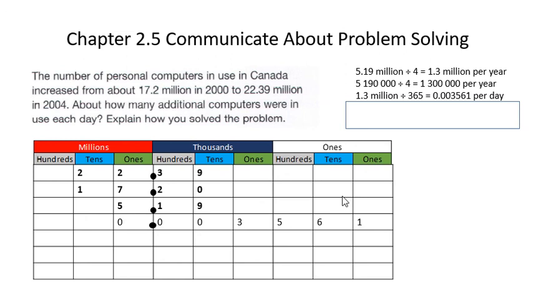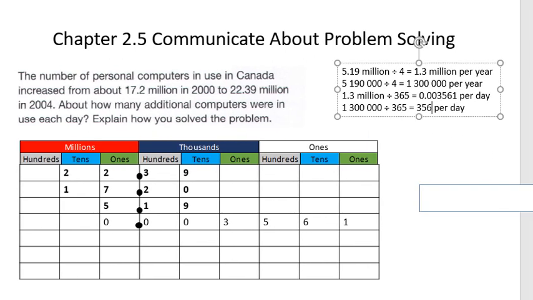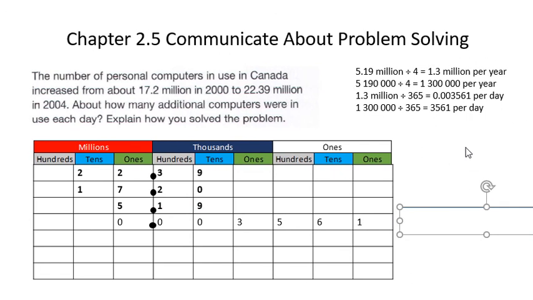So this number is rather useless to us because we don't have it in ones, 0.003561. But from this, we can see what our ones would be, which is right here. So our 1 ones, 10 ones, 100 ones, and 1,000 ones. So if we start here with 3,000, this is 5 hundreds, 6 tens, and a ones, we would end up getting 3,561 or 3,562 per day. This allows us to use our ones as opposed to millions.